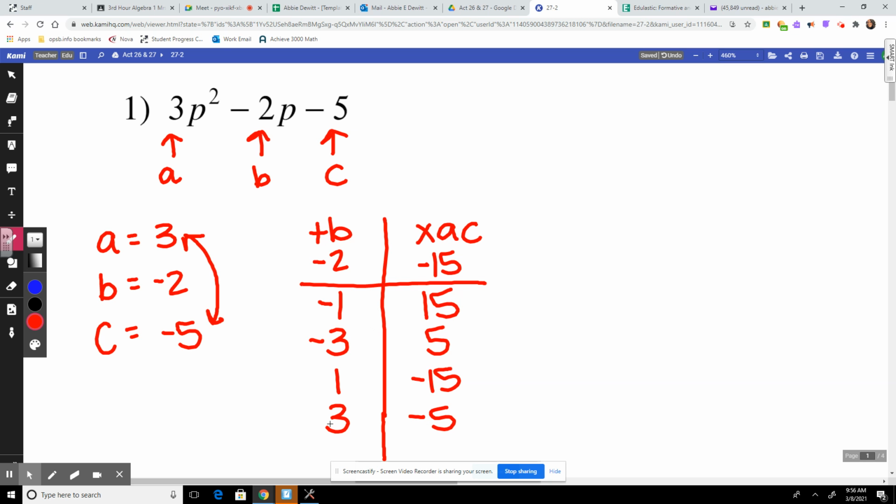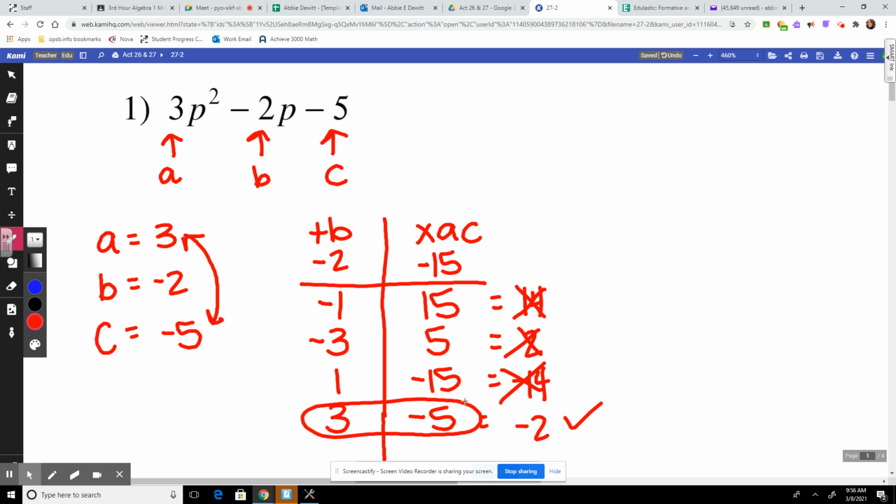So what do they add to? Okay, all of these integers multiply to negative 15. But this adds to positive 14, because I'm looking for negative 2. Negative 3 plus 5 is positive 2. Not going to work. I need negative 2. 1 minus 15 is negative 14. Not going to work. I need negative 2. 3 minus 5 is negative 2. Ding, ding, ding. So I need 3 and negative 5.